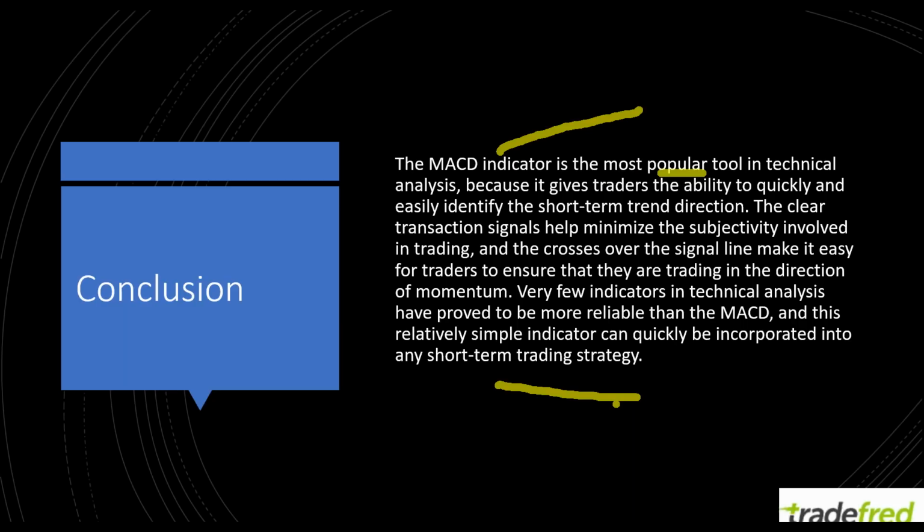So the MACD indicator is the most popular tool in technical analysis because it gives traders the ability to quickly and easily identify the short-term trend direction. Clear transaction signals help minimize the subjectivity involved in trading, and the crossovers of the signal line make it easy for traders to ensure that they are trading in the direction of the momentum. Very few indicators in technical analysis have proved to be more reliable than the MACD, and this simple indicator can quickly be incorporated into any strategy.